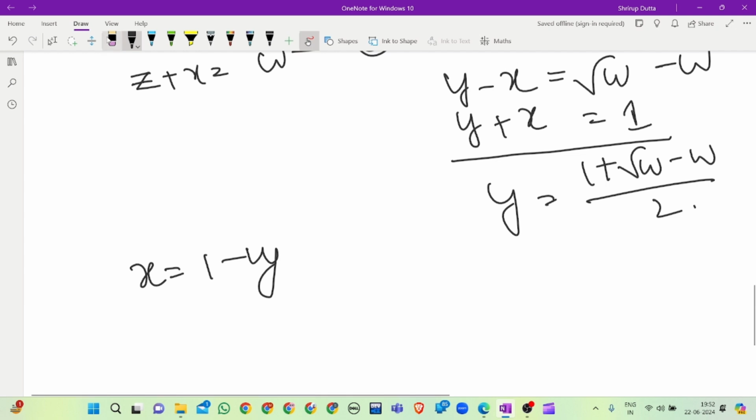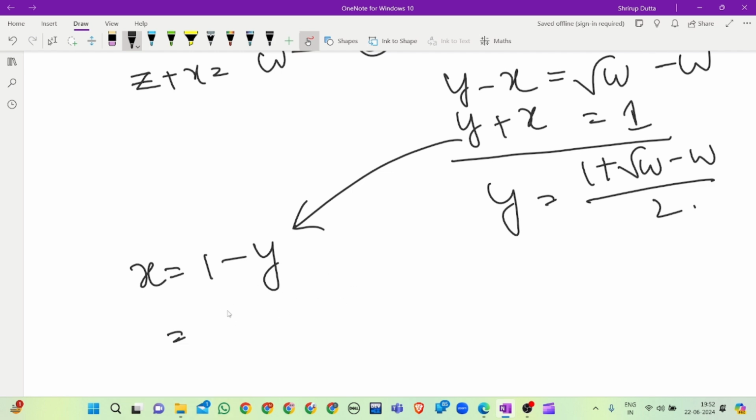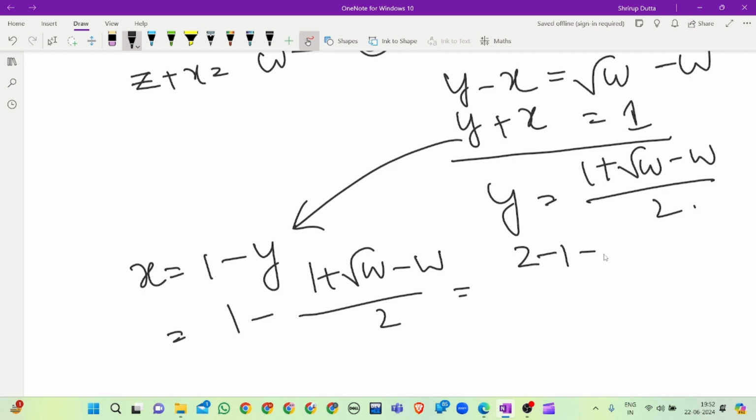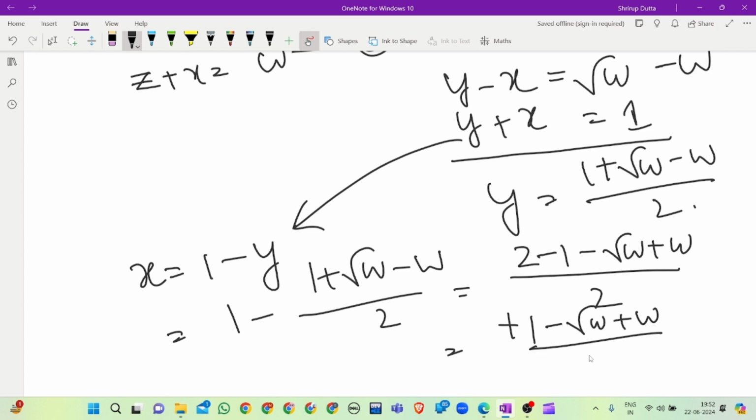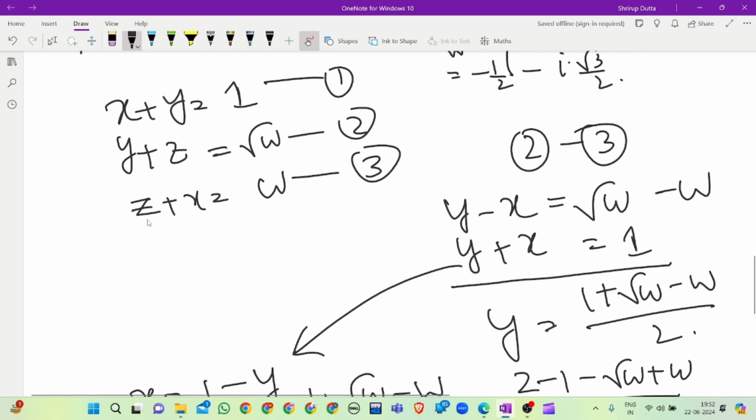One minus y. So from this we have 1 minus 1 plus root omega minus omega by 2. This implies 2 minus 1 minus root omega plus omega by 2, that is 1 minus root omega plus omega by 2. We will have x, and to calculate z, we will take this.